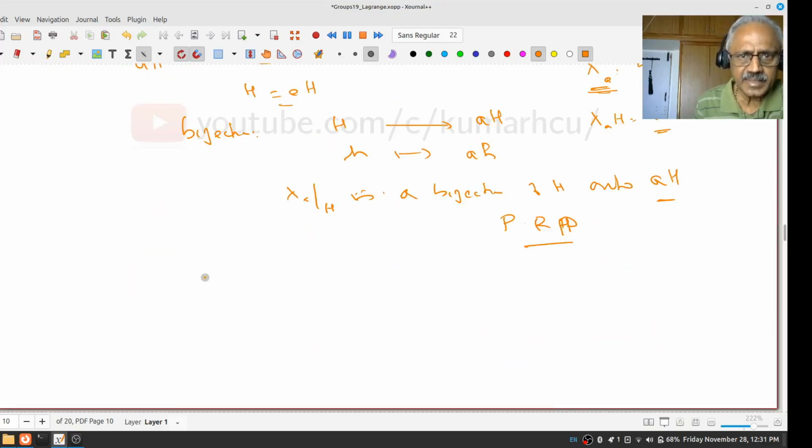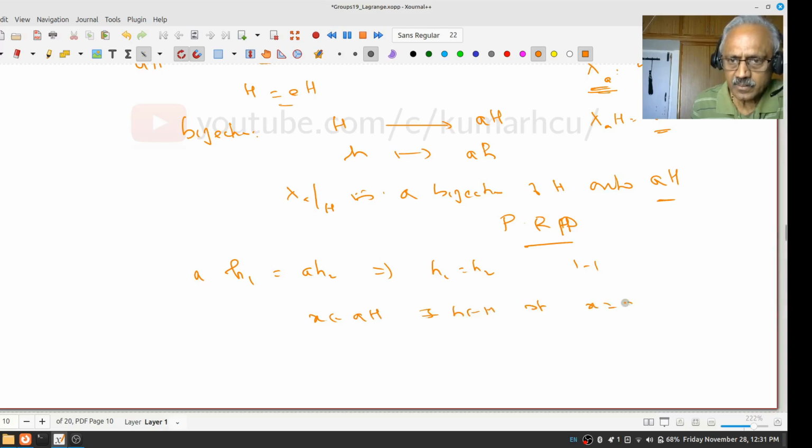If you want directly, suppose a h1 equals a h2, then multiplying both sides on the left by a inverse, I get h1 equal to h2. Therefore this map is one-one. And is it onto? Start with any x in aH, then there exists an h in H so that x equals ah. Therefore, if you want, let us say h naught, then h naught goes to a times h naught, which is x. Therefore this map is onto.